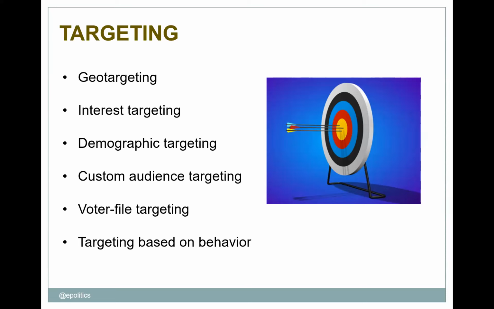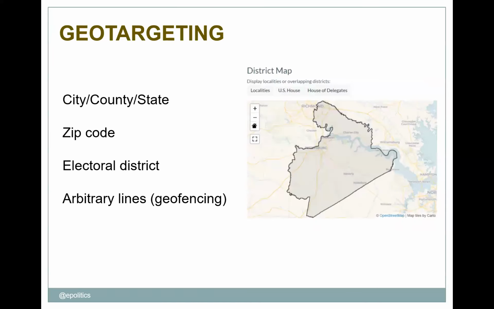But at a top level, geographic targeting is pretty straightforward. If you've done Facebook ads, you may well have done that. Interest targeting is a Facebook category, but there are also data models that depend on that. Demographic targeting, custom audience, which is where you upload a list, voter file, targeting based on behavior. So let's look at all of those in a little more detail.